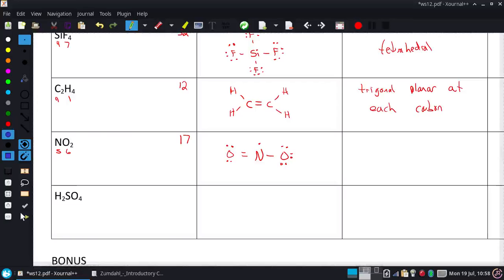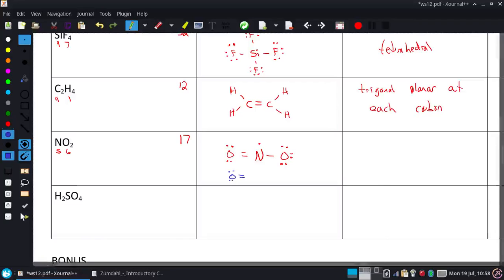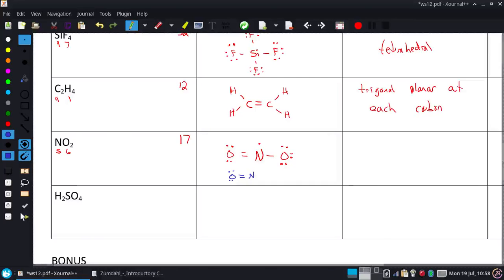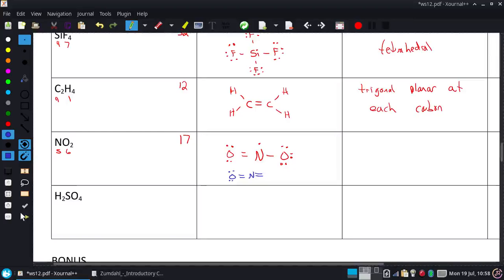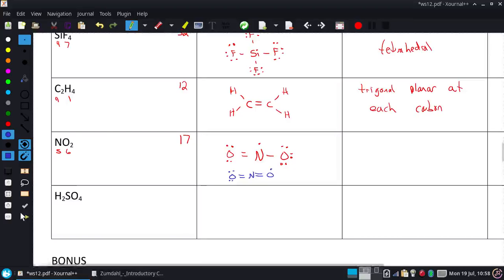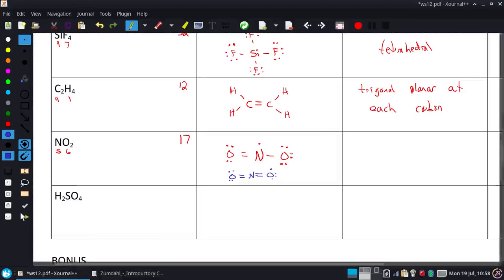But maybe, I'm going to do this in a different color, maybe what I should have is I'm going to take that electron in one of these and make another double bond and then have the oxygen have the odd number of electrons. It kind of goes back to which would be better, having the odd electron on the oxygen or on the nitrogen. But either one, we're going to have a break in the octet rule.